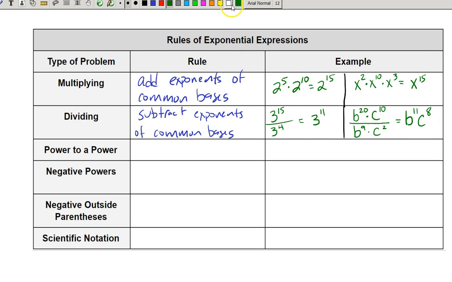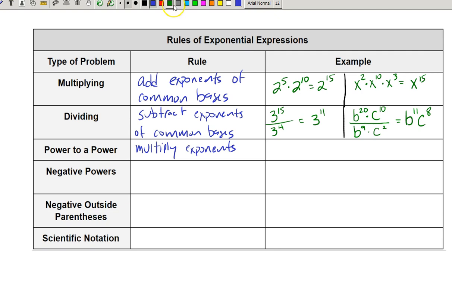The next one we're looking at is power to a power. Power to a power just means we're going to multiply the exponents. This really just means we have a power, and then that power is raised to another exponent, so it's kind of part of another power.